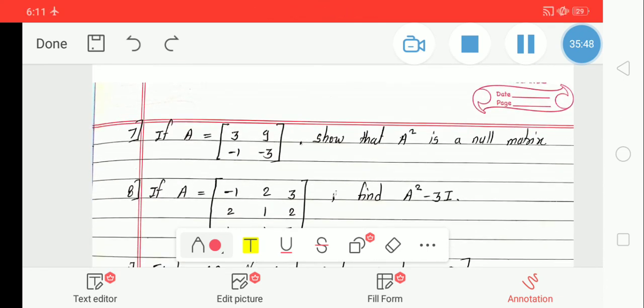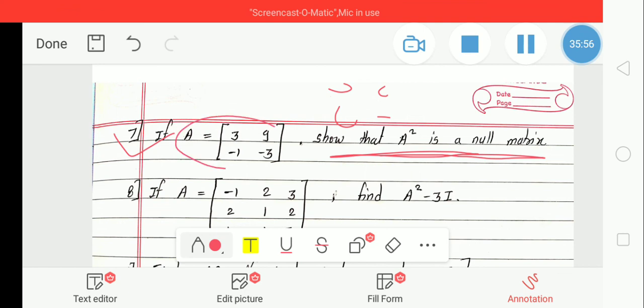And 7-1 is show that A square is a null matrix. Null matrix means all elements are 0. So A cross A means A square is equal to A multiplied by A. So this value is 0.